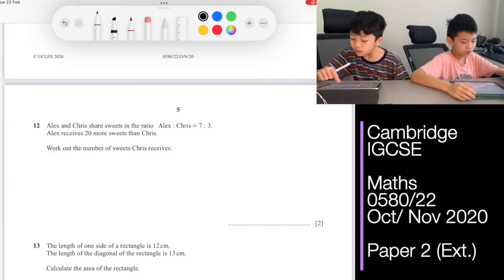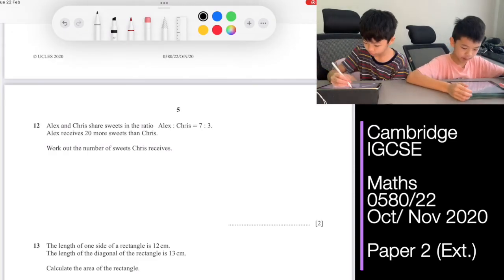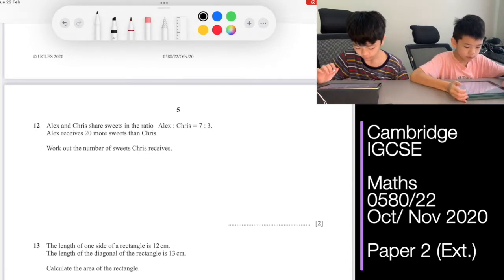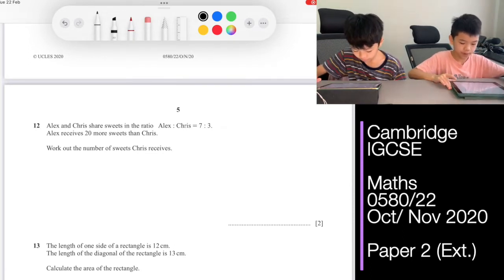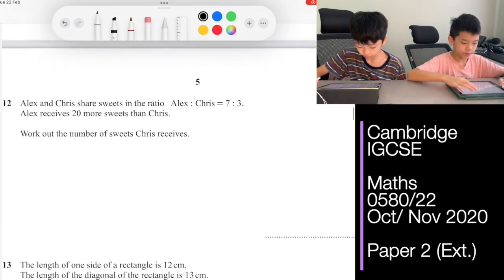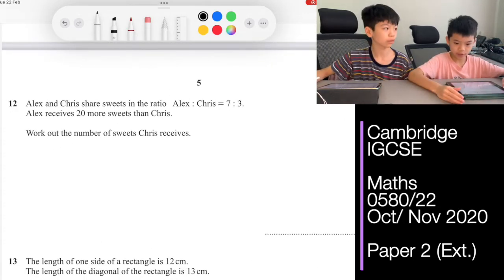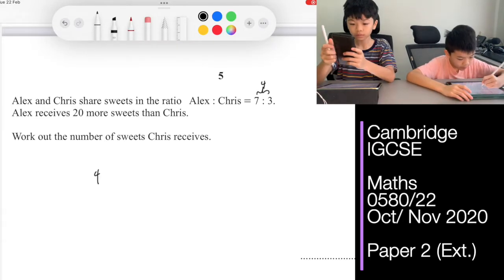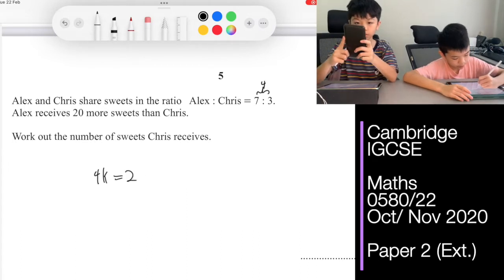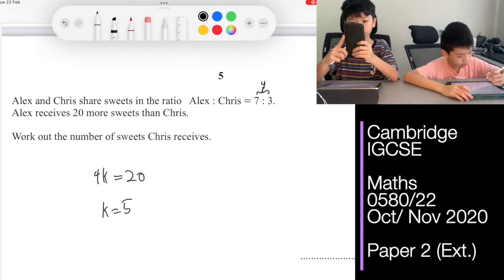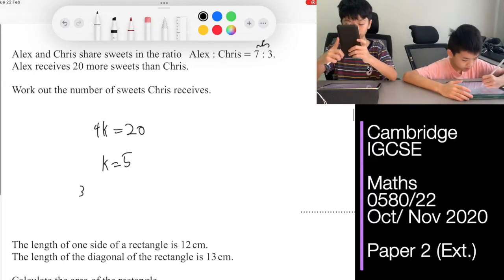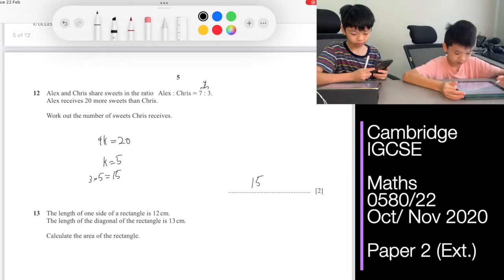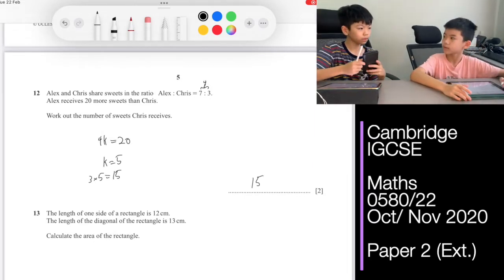Question 12. For question 12, Alex and Chris share sweets in the ratio of Alex to Chris is 7:3. Alex received 20 more sweets than Chris. Work out the number of sweets Chris receives. Okay, so first we need to find the multiplier for the ratio to become the actual. So here is 4. 4 times the multiplier, which is k, equal to 20. K equals 5, which is 20 divided by 4. 3 times 5 equals 15. So the number of sweets Chris received is 3 times 5 is 15. Okay.